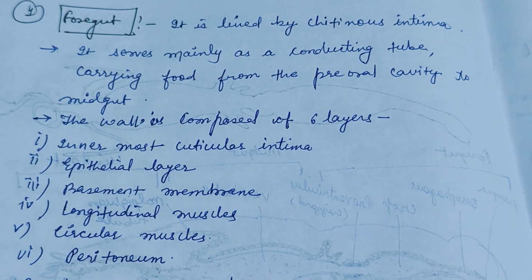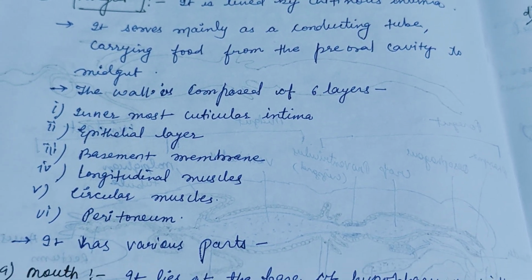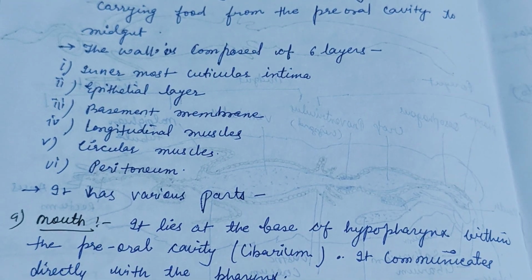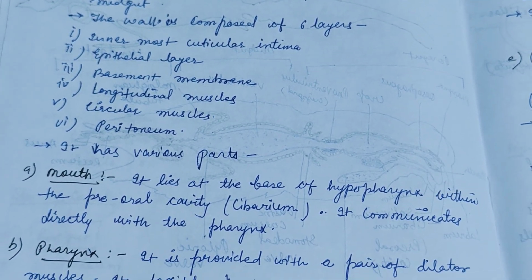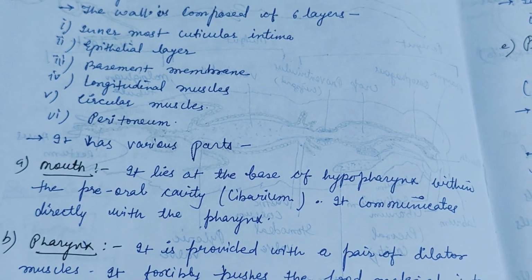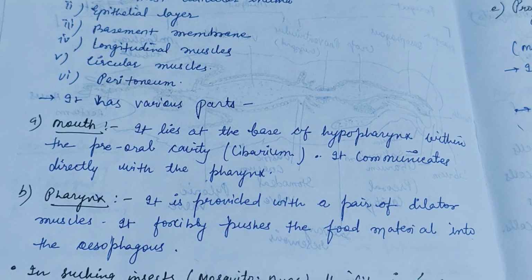The foregut is lined by the chitinous intima and serves mainly as a conducting tube carrying food from the perioral cavity to the midgut. The wall of the alimentary canal or the foregut is made up of the innermost cuticle intima, epithelial layer, basement membrane, and longitudinal muscle, circular muscle, and the peritoneum.